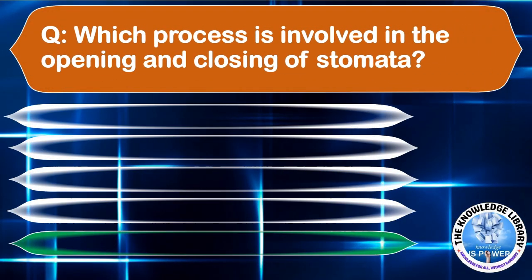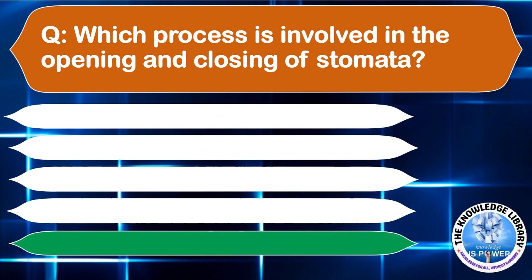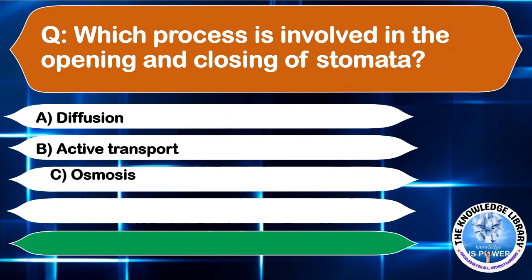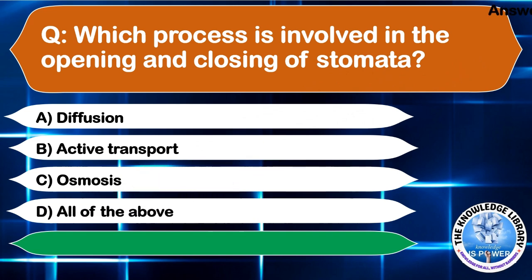Which process is involved in the opening and closing of stomata? Option A, diffusion. Option B, active transport. Option C, osmosis. Or option D, all of the above. The correct answer is option D, all of the above. Moving to the next question.